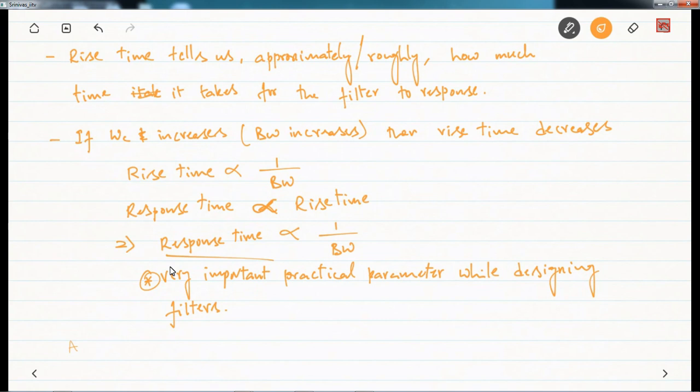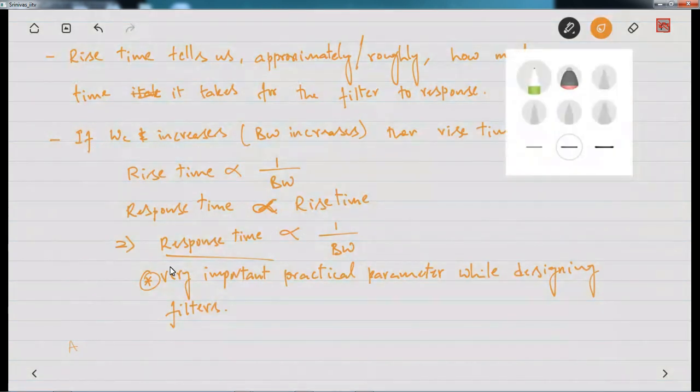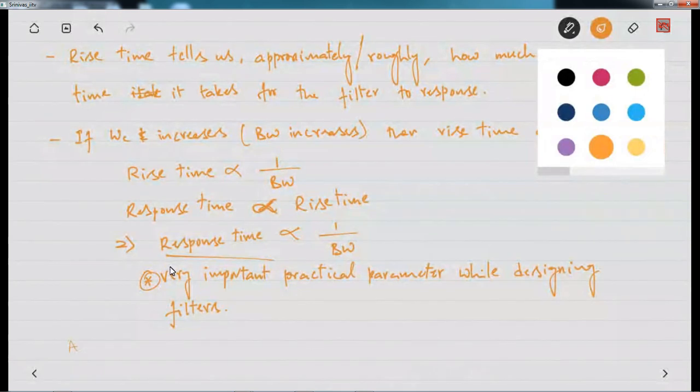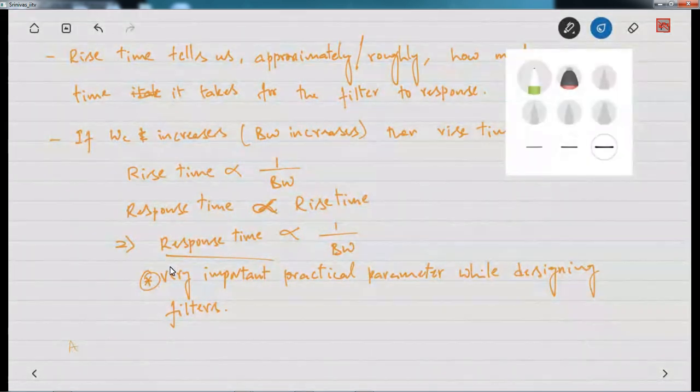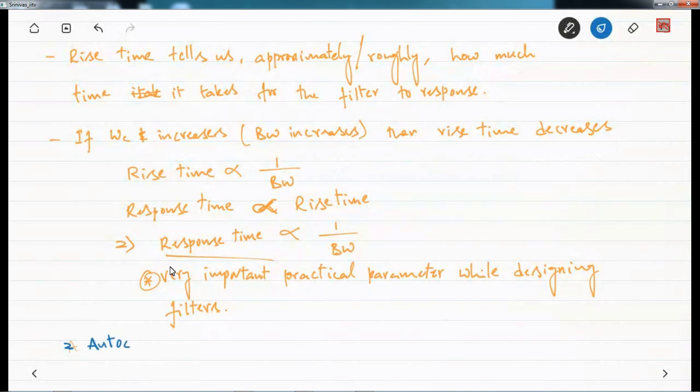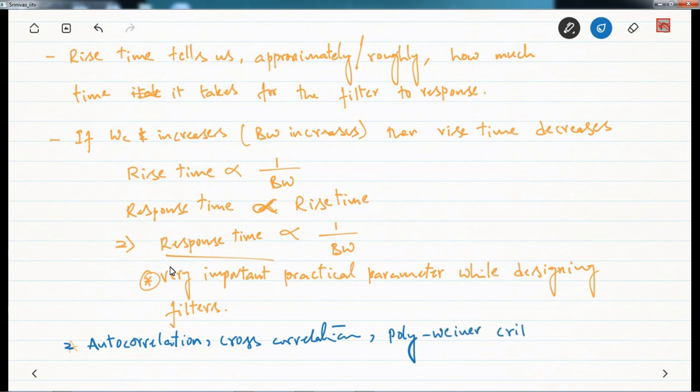But in this we are still left with autocorrelation, cross correlation, and Paley-Wiener criteria. So these things we'll revisit once we finish the Laplace transforms and Z transforms. Laplace transforms and Z transforms are the next two units.